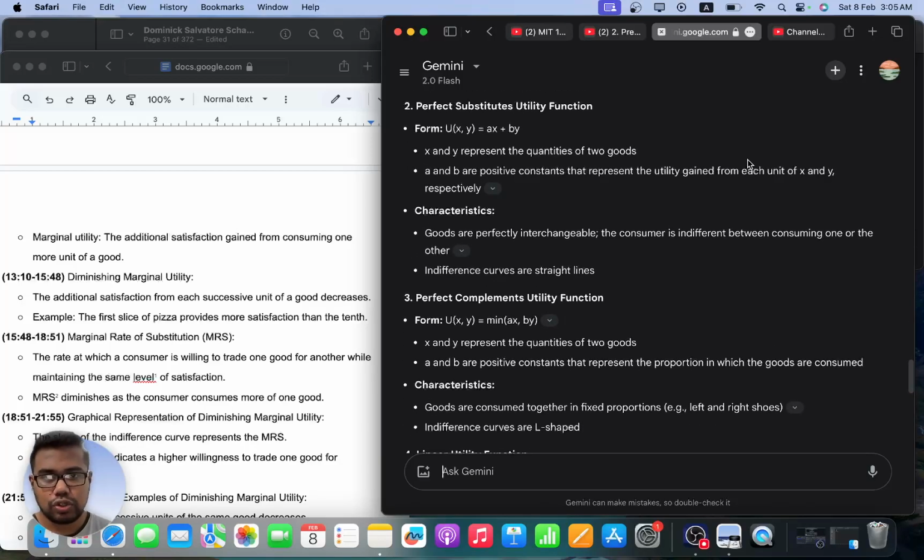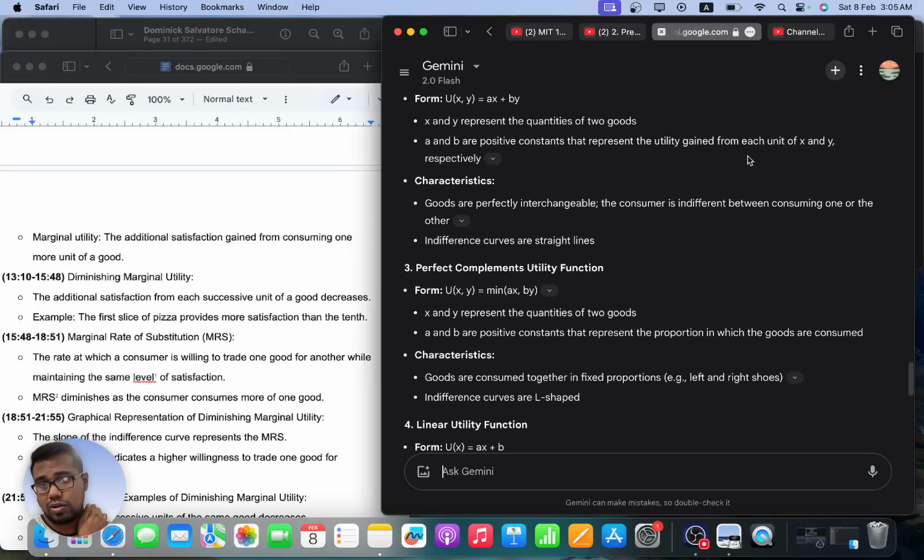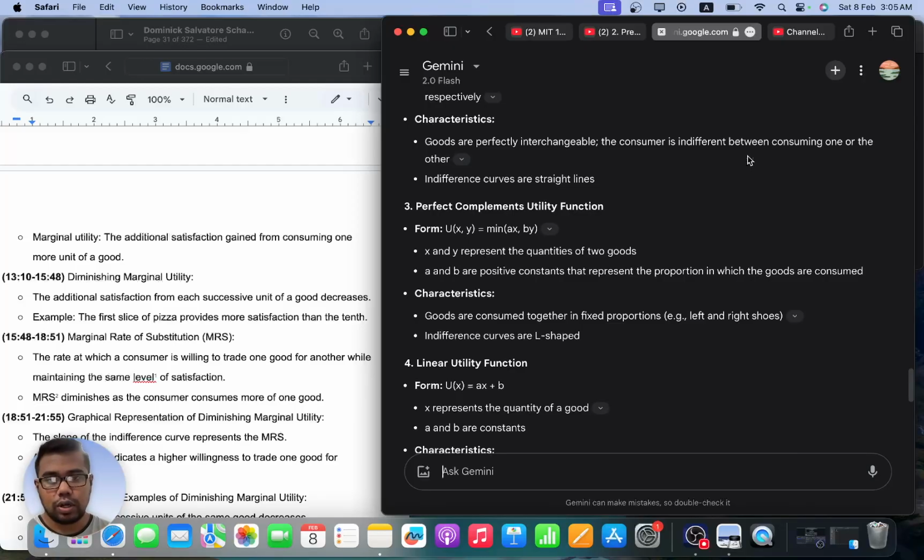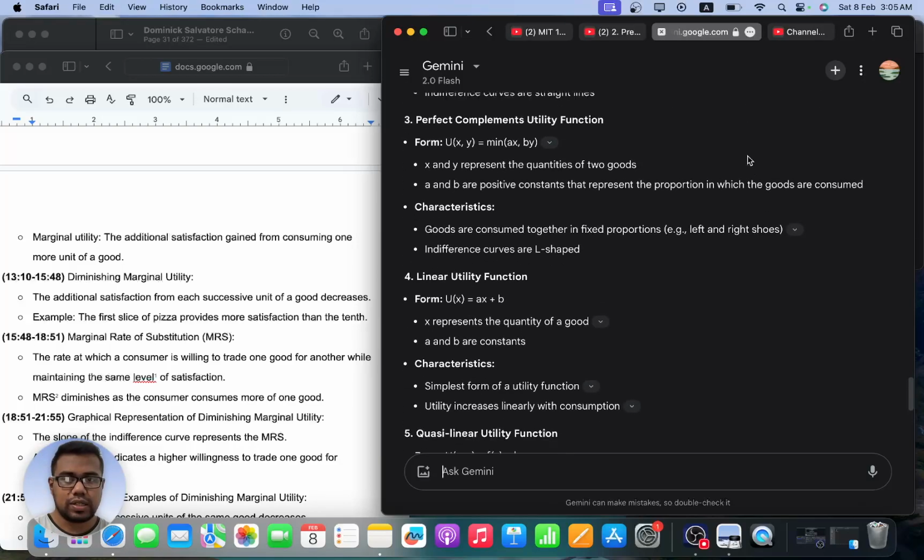Perfect substitutes: the utility function is ax plus by. x and y represent the quantity of two goods. a and b are positive constants that represent the utility gained from each unit of x and y respectively. I have to delve a bit deeper and get some examples out of this. Characteristics: goods are perfectly interchangeable. The consumer is indifferent between one unit and slightly less.